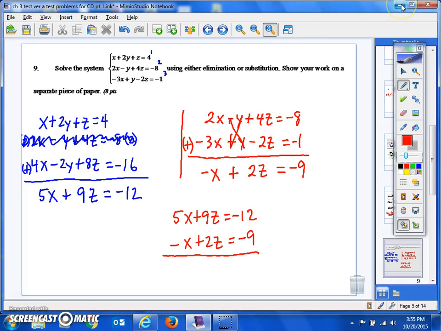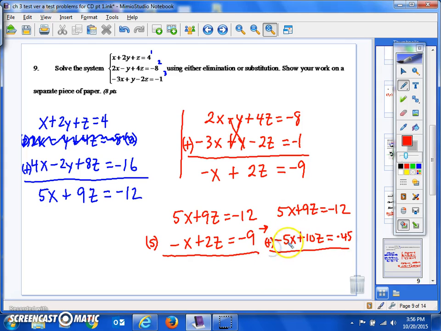Okay, we ran out of time, so let's finish up this problem. We were going to eliminate x, and we're going to have to multiply the bottom equation by 5 to make that happen. I'm not going to do anything to the top equation. But the bottom equation multiplied by 5 looks like this: negative 5x plus 10z is negative 45. Okay, and addition will eliminate x.